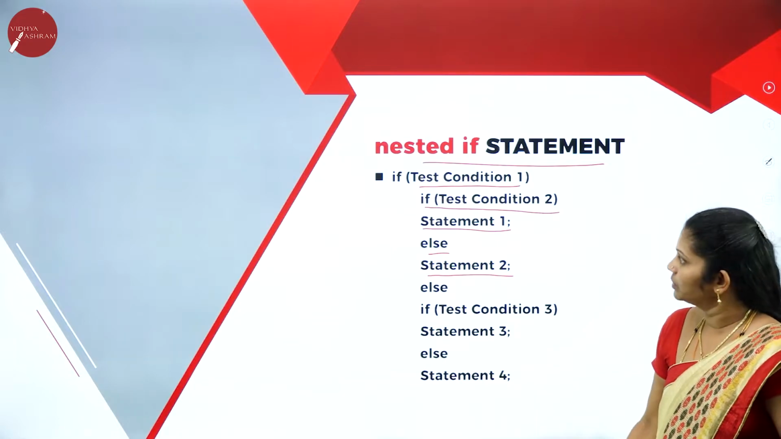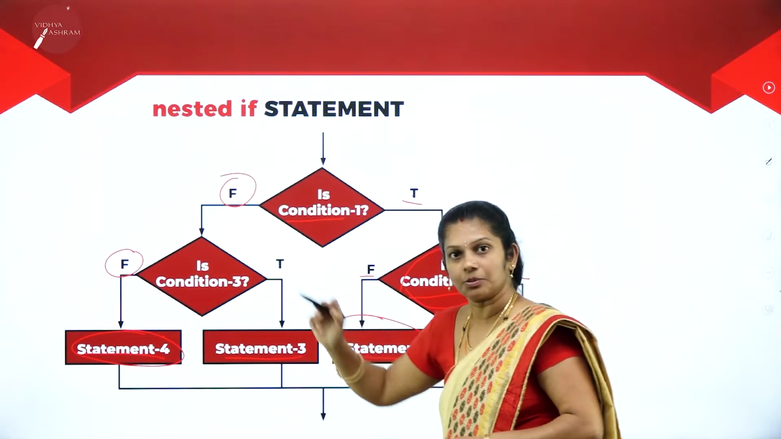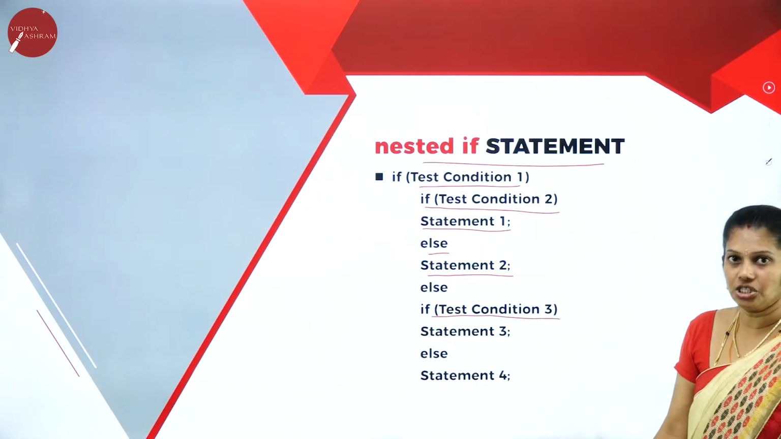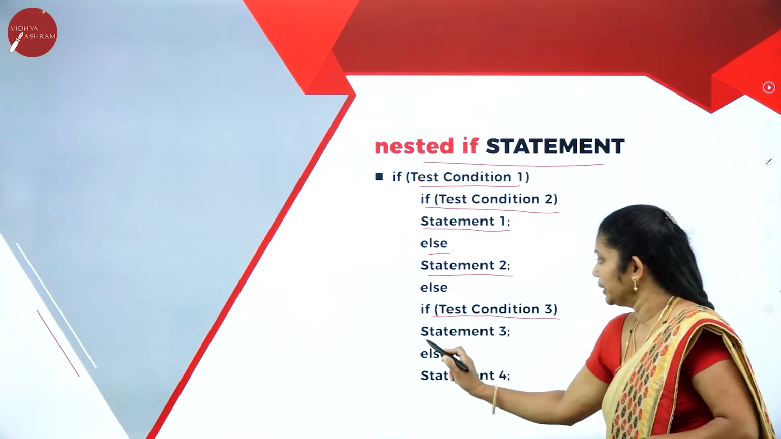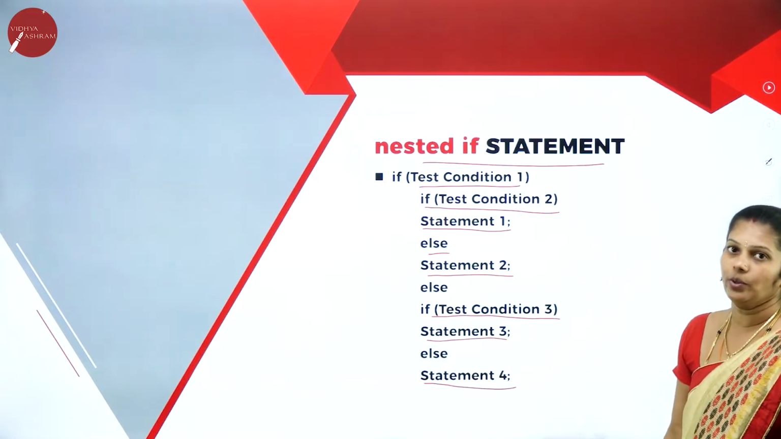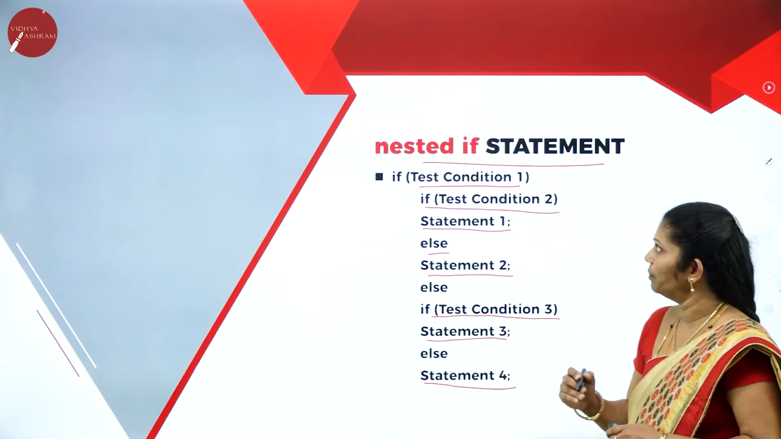Else, if the first condition is not satisfied, then it will come to the else part. Here, once again it will check condition 3. If it is true, then statement 3 will execute. Otherwise, statement 4 will execute. This is regarding the nested if statement.